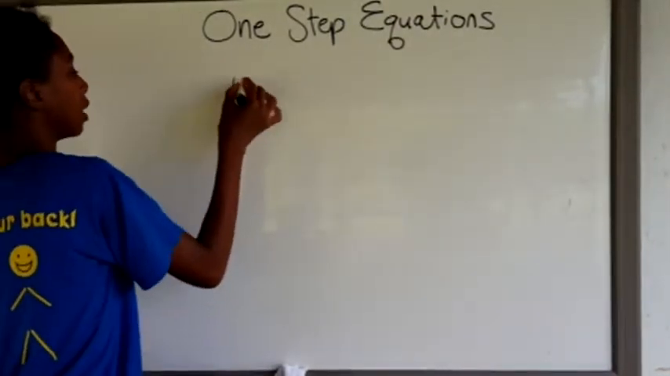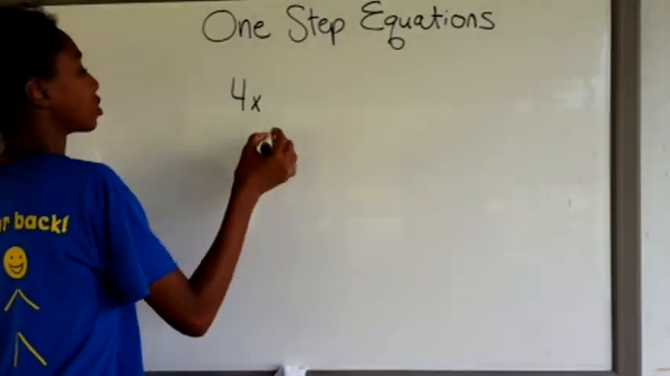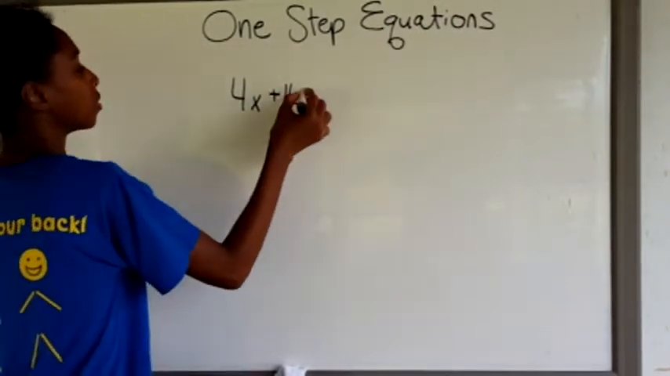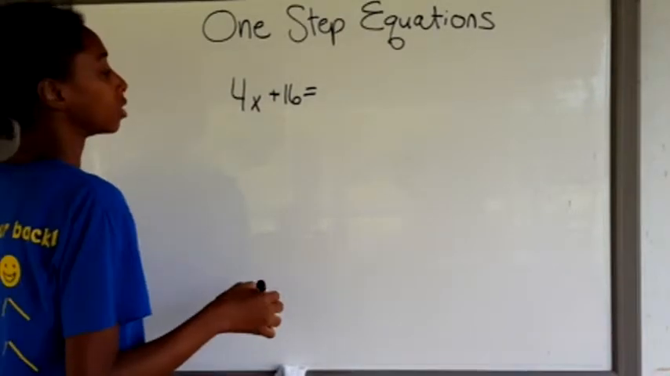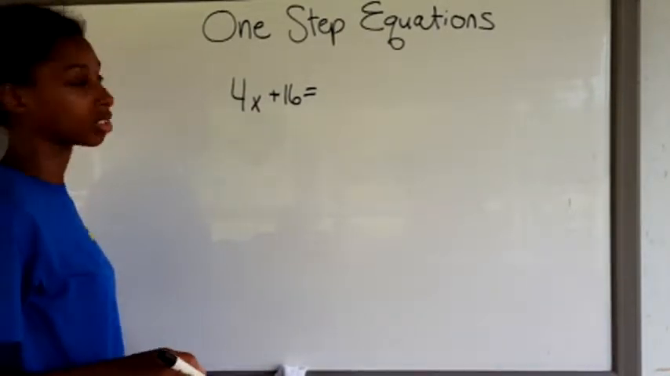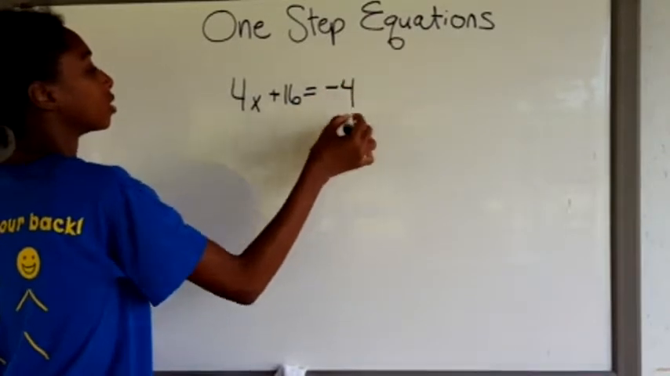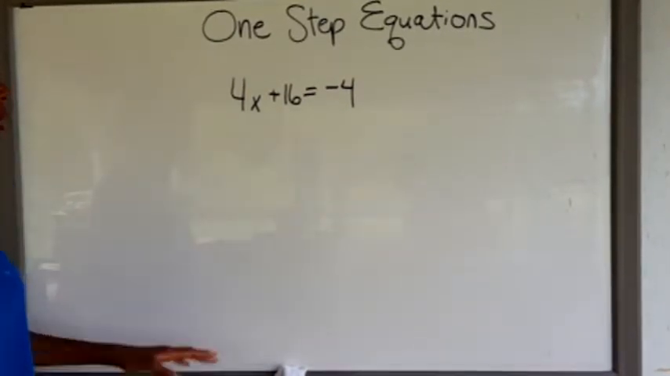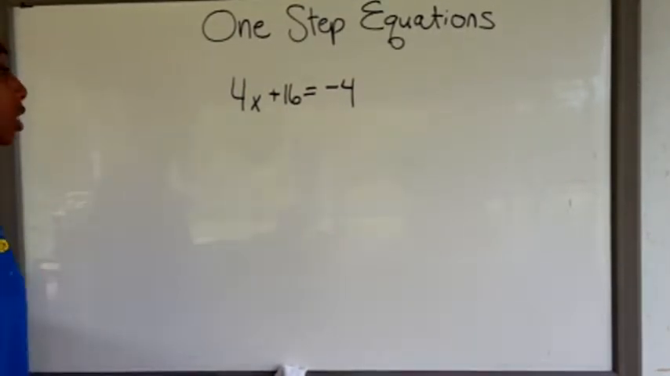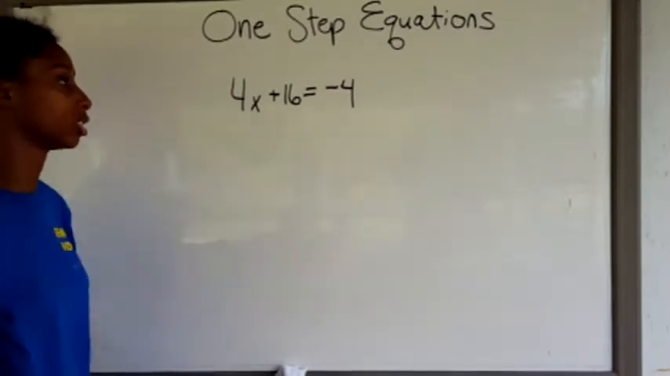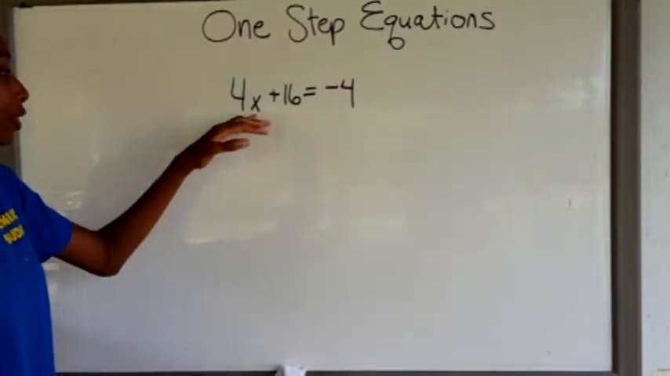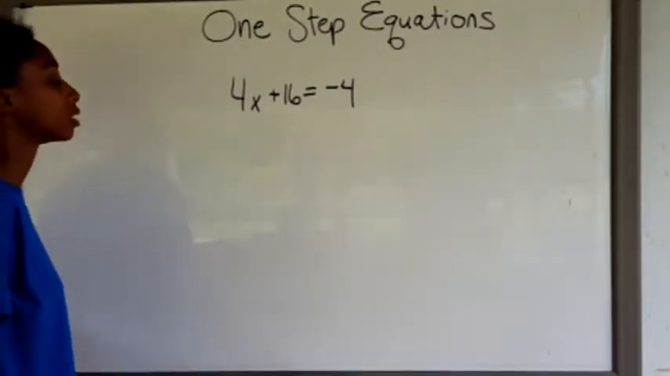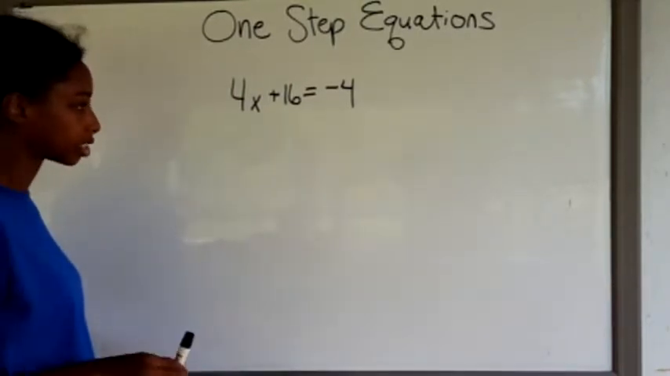So it says sometimes we'll have the answer negative 4. So what it's saying is sometimes we'll see something like this where we have the answer here, but part of the problem on this side is missing. So we don't know what 4x plus 16, we don't know what this number is. And so to figure that out, what we would do is try to get x by itself.